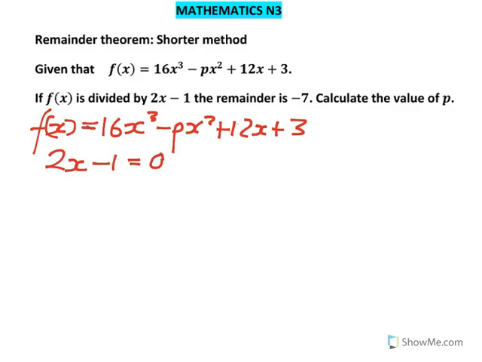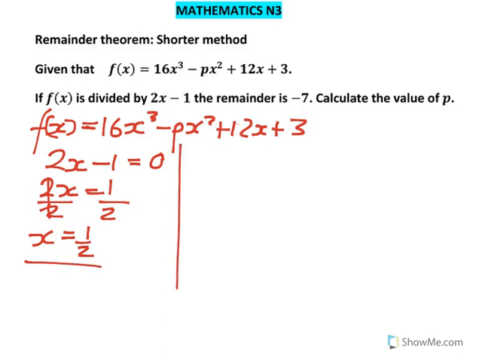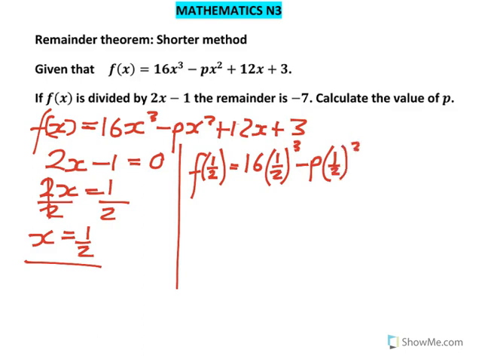And what must you equate to? You equate that to 0. Then you solve for x. 2x is equal to 1. Then you divide both sides by 2. Then you will have x is equal to 1 over 2. After you have done that, you are going to take f of 1 over 2 is equal to, then where there is x, you are now going to put 1 over 2: 16 times 1 over 2 cubed, minus p times 1 over 2 squared, plus 12 times 1 over 2, plus 3.